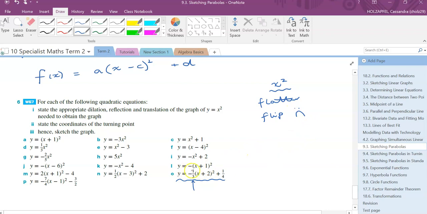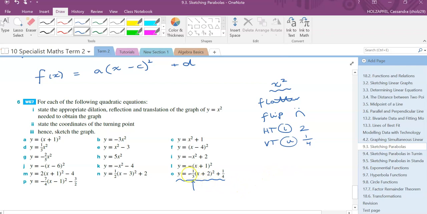Sad face. Then it's got x plus 2. Now, when it's plus 2, it's been shifted to the left. So it's had a horizontal translation to the left by 2 units. And then it's been shifted up. So it's got a vertical translation up of 1/4 or 0.25. Okay, so how does this affect the turning point?